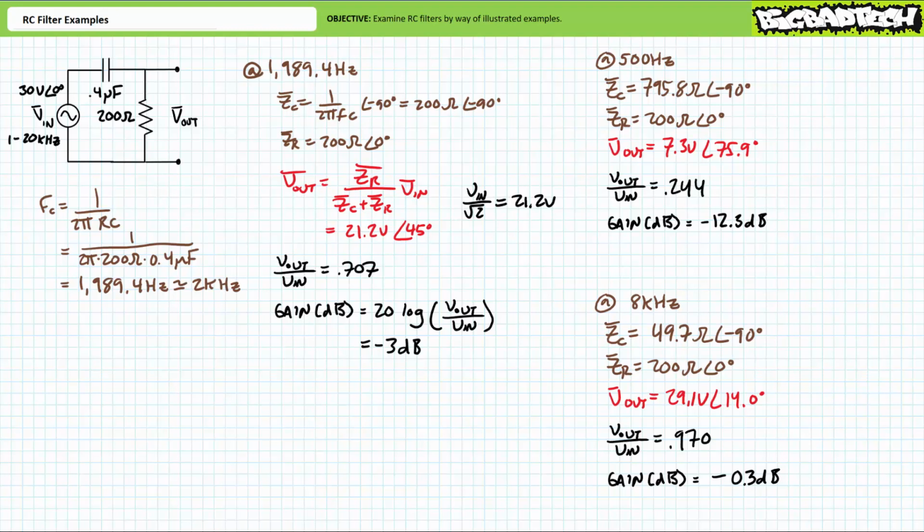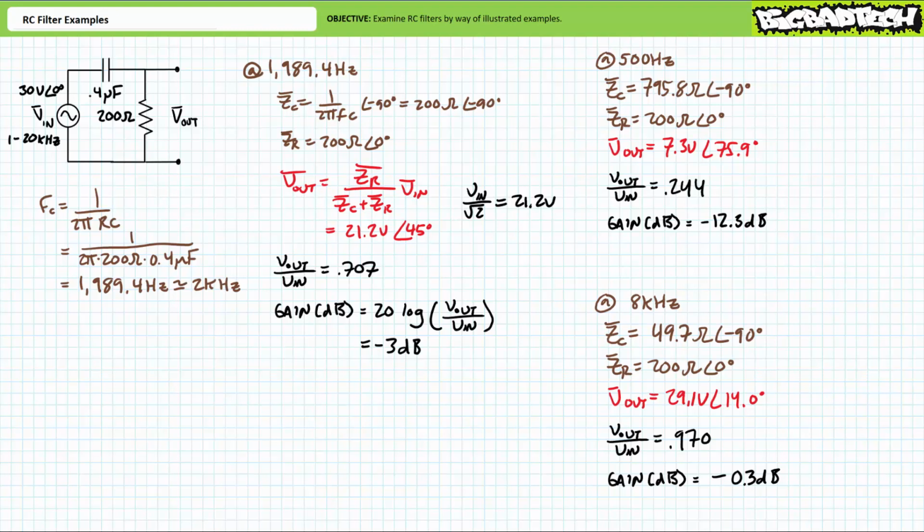Finally, gain in units of decibels equals 20 log of V out over V in. Substituting our given values, we find this to be a gain of roughly negative 0.3 decibels. This makes perfect sense. At frequencies above the critical frequency, one would expect this high-pass filter circuit to experience more than half power. That's about it.